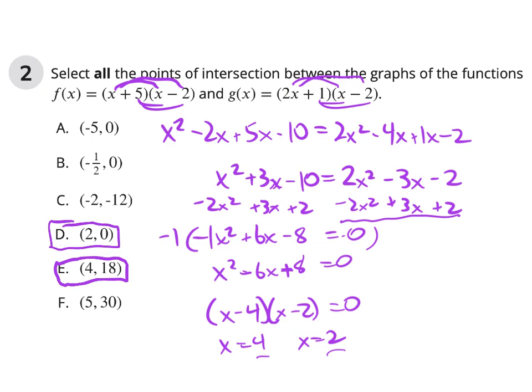But what you would do now is stick 4 into the first one. 4 plus 5 is 9, and then 4 minus 2 is 2, and 9 times 2 is 18. And you stick 4 into the second one. 2 times 4 is 8, plus 1 is 9. 4 minus 2 is 2. 9 times 2 is 18. That checks out. Stick 2 into f. 2 plus 5 is 7. 2 minus 2 is 0, giving us 0. 2 times 2 is 4, plus 1 is 5. 2 minus 2 is 0. Again, 5 times 0 is 0, so it works out great.